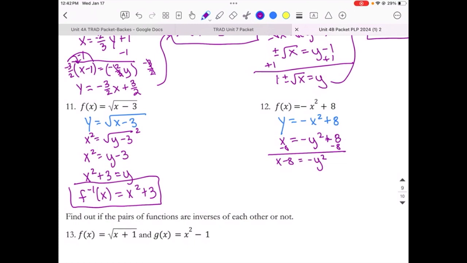We have to get rid of the negative before we can square root both sides, so we can either multiply or divide both sides by -1. What it ends up doing is just changing all the signs. And then we're going to take the square root of both sides. So it's plus and minus the square root of -x plus 8 is equal to y. And then we tell everybody that that is the inverse of our original function.